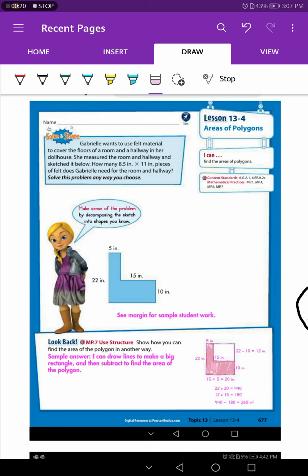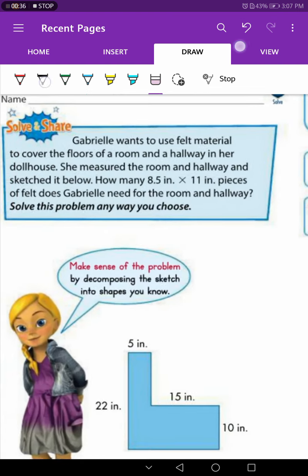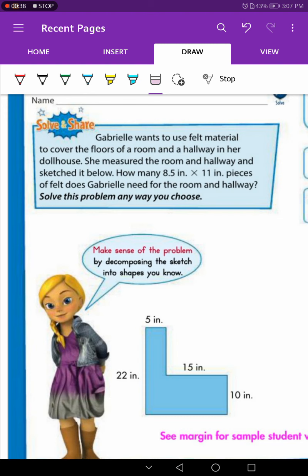Gabrielle wants to use felt material to cover the floors of a room and a hallway in her dollhouse. She measured the room and hallway and sketched it below. How many 8.5 inch multiply 11 inch pieces of felt does Gabrielle need for the room and hallway?